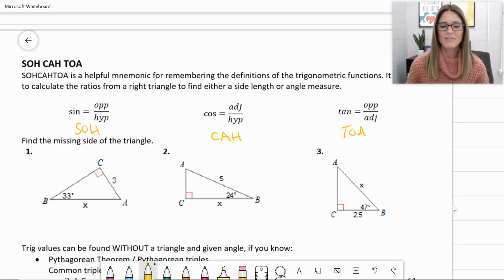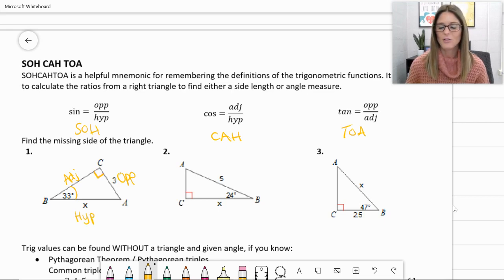Find the missing side of the triangle number 1. In that triangle, they've given us an angle measurement of 33 degrees. Now let's look around our triangle. From that angle 33, this top left side is going to be my adjacent because it is adjacent to that angle measurement. Where we see the 3 over here, that's the opposite side because it is opposite of the angle 33. And then always directly across from your right angle is your hypotenuse.